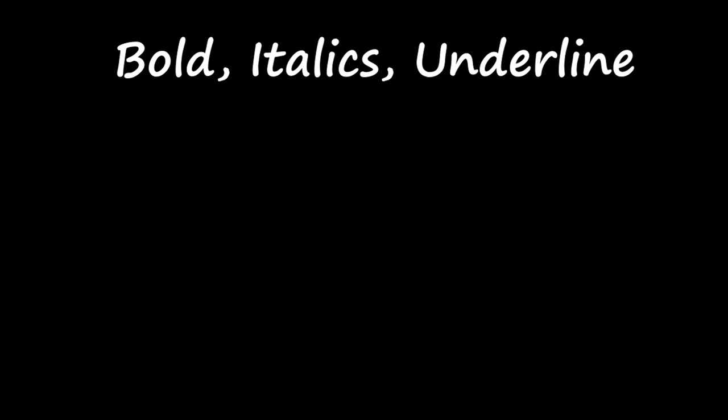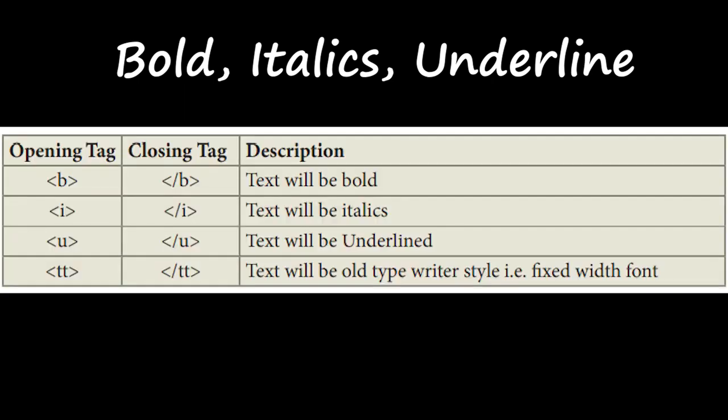The tags used to make the text bold, italic and underline are B, I, U. B means in between the greater than and less than symbol, the letter B you have to put, that is for making the text bold. This is having the closing tag also. Slash B is the closing tag, right? Italics means I, and the closing tag for italics is slash I. For underline it is U, and the closing tag for underline is slash U, right?